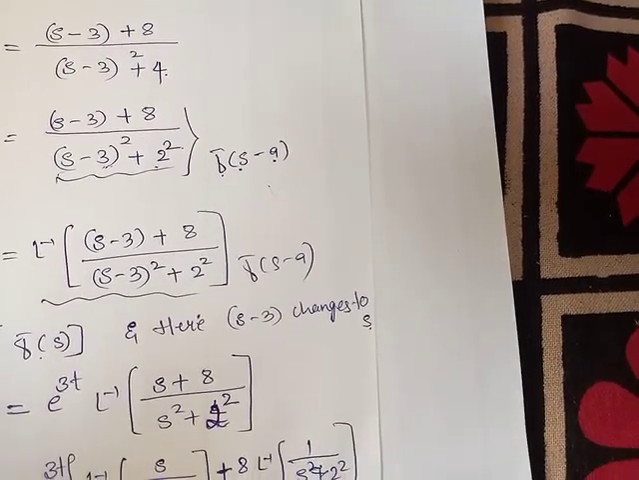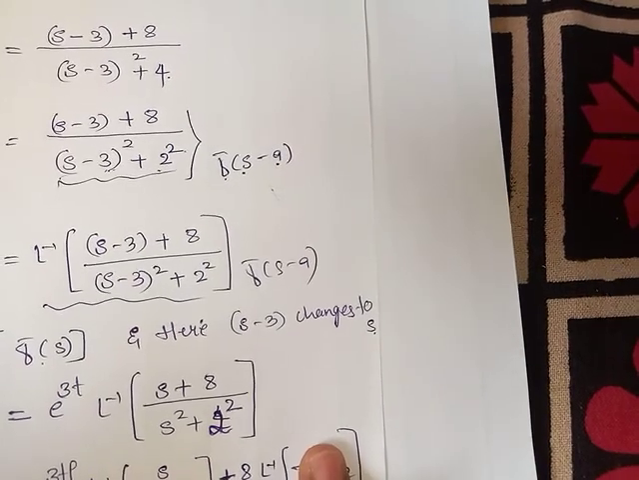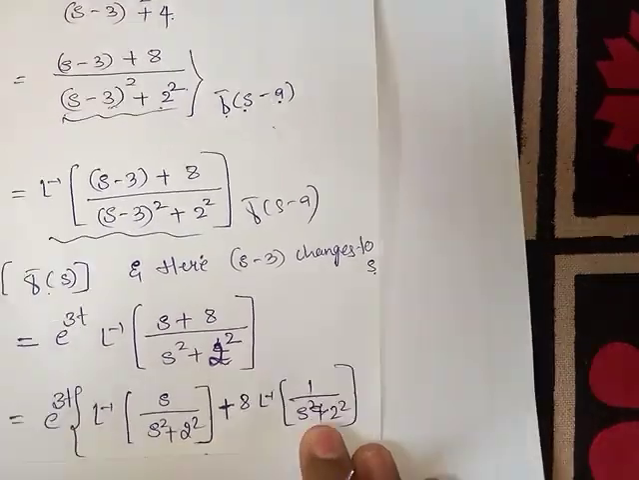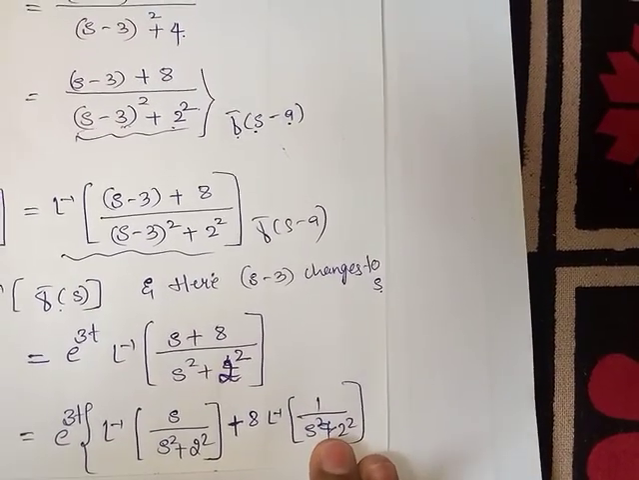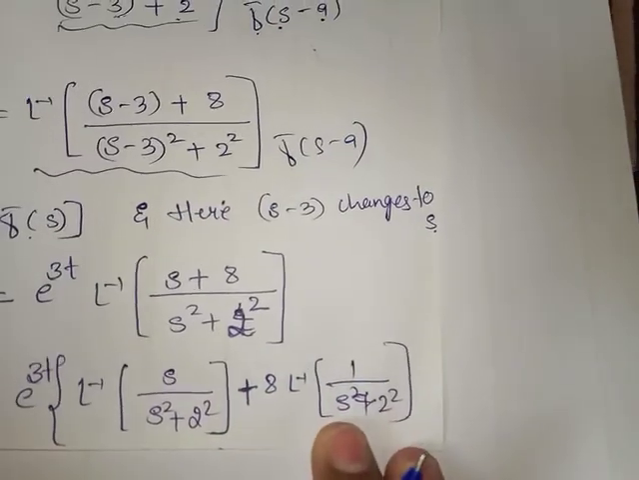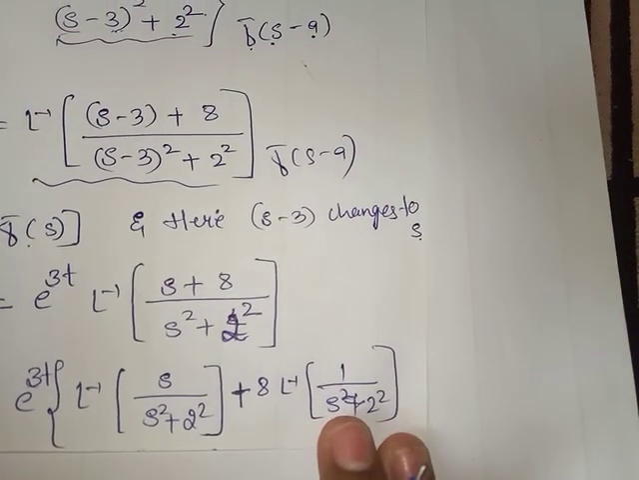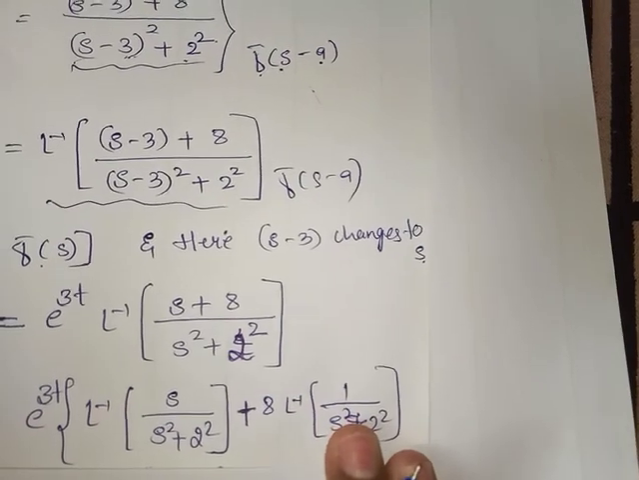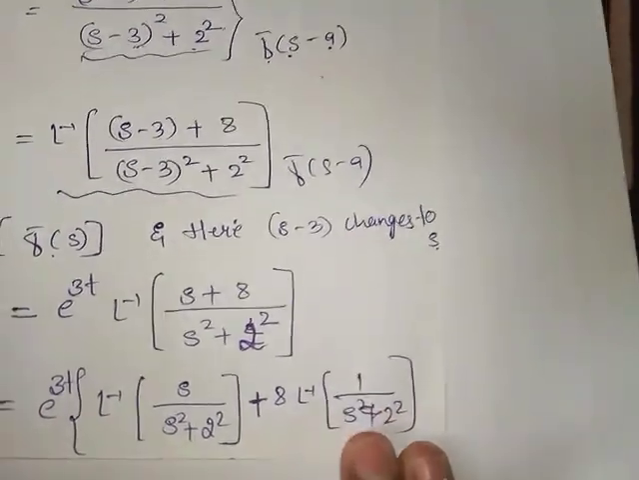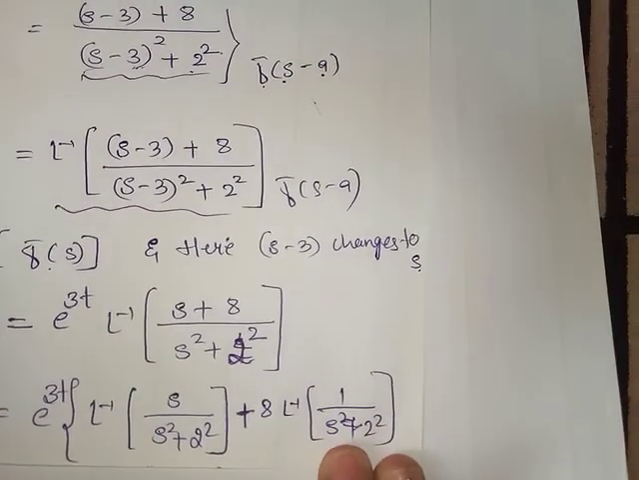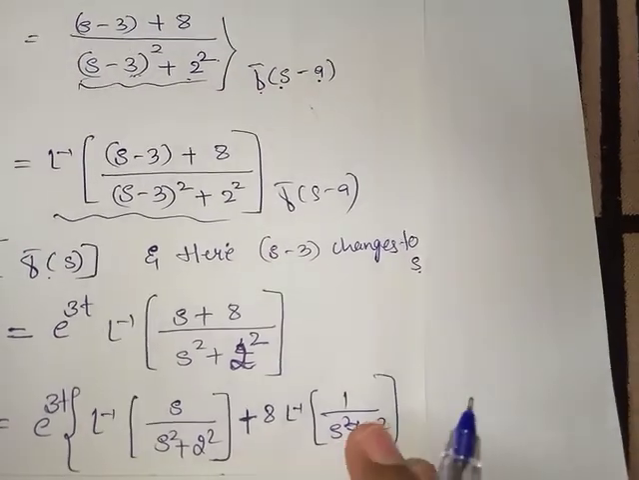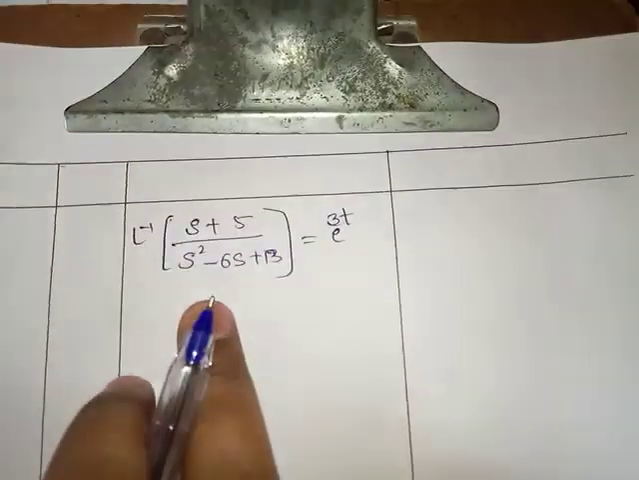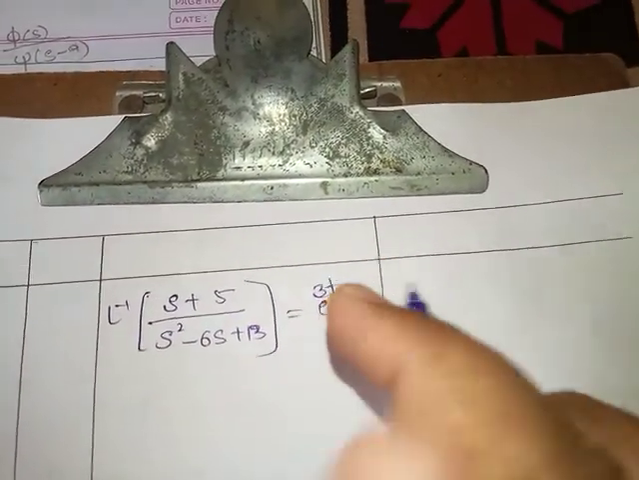To write sin 2t, here we have to multiply and divide by 2. We have already solved many examples to get the inverse Laplace transform. We have to multiply and divide by something to get the required function. Here also, to get the sin 2t form, we have to multiply and divide this term by 2. We get L inverse of this one is equal to e raised to 3t as it is.